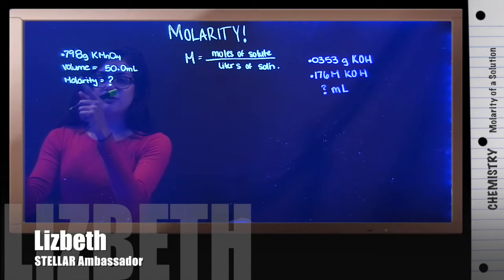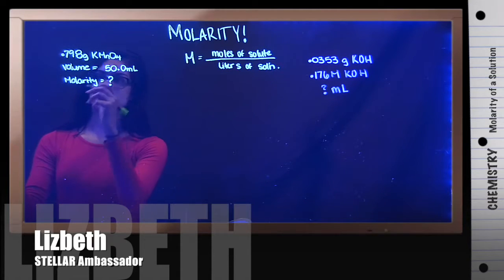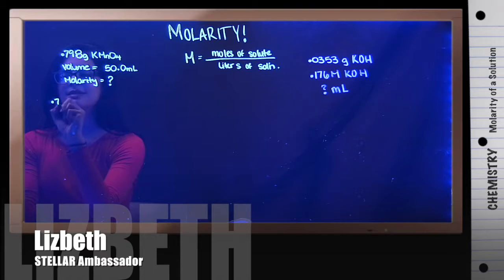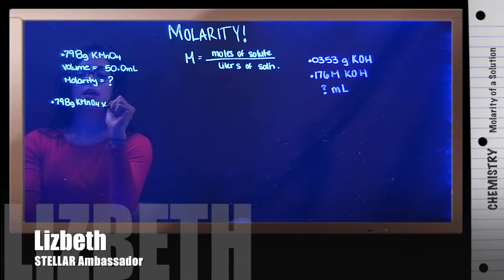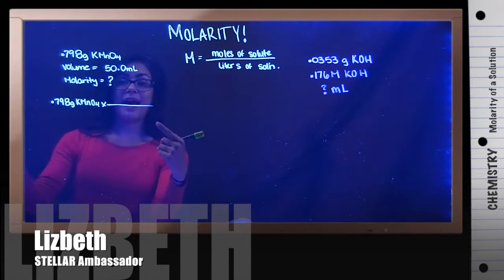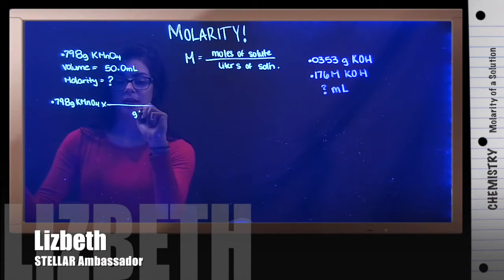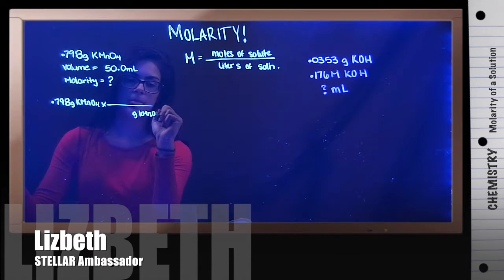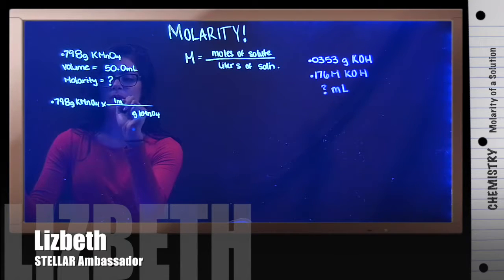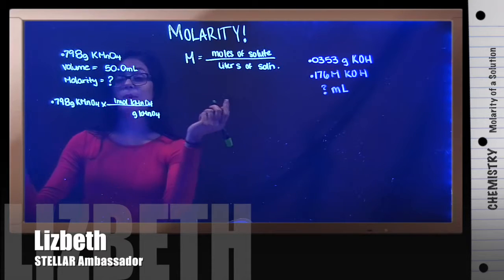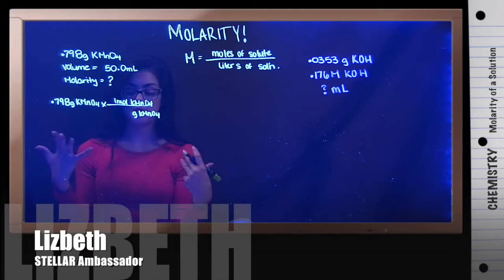Alright, so we're going to start off, I'm going to go ahead and convert the moles first. So I'm going to start off with the 0.798 grams of potassium permanganate first. Now, if I have grams on the top, I have to put grams on the bottom so that they cancel out. So I always like to put my units first so that I don't get confused, okay? So grams of potassium permanganate, and then it's going to be in 1 mole of potassium permanganate. It's in 1 mole because whenever you're doing molar mass, it's just always going to be grams per 1 mole.